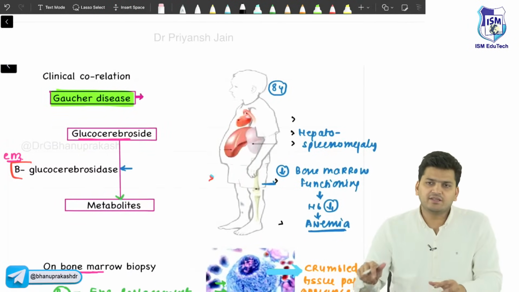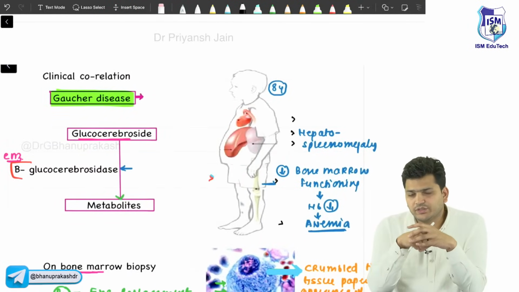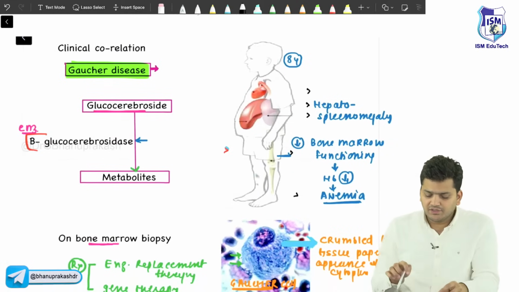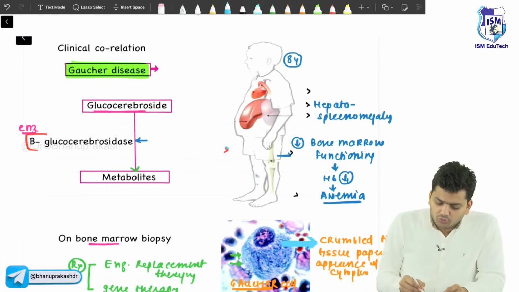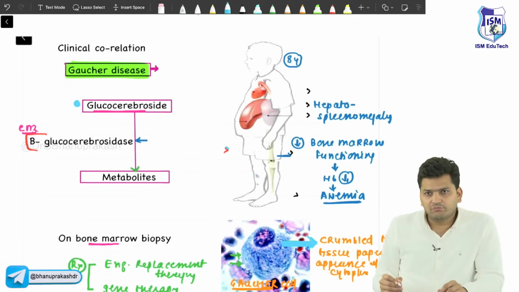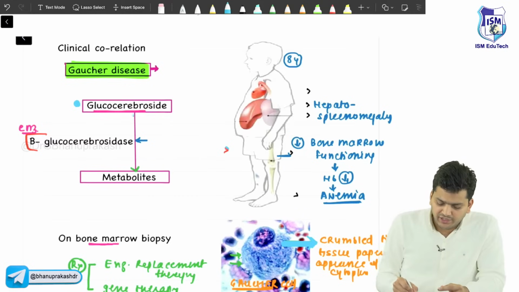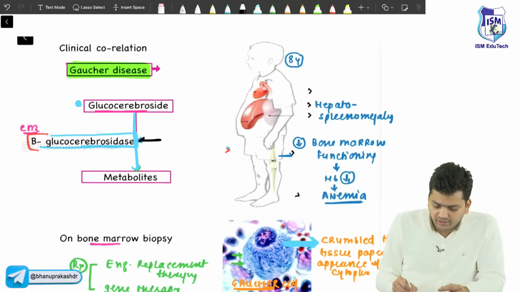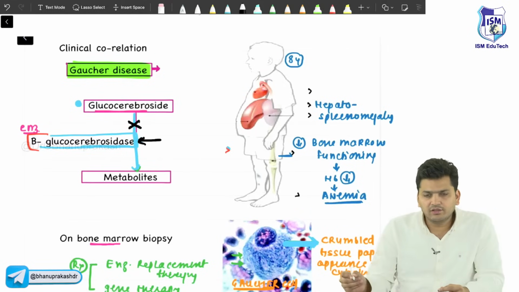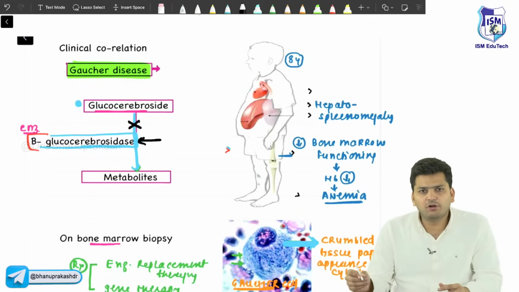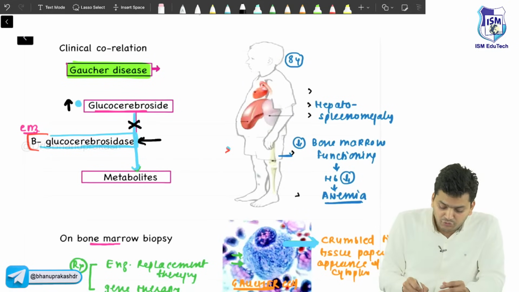Okay, the next disease we are discussing is Gaucher disease. What is Gaucher disease? The glucocerebrosides which we are having in our body are metabolized by the enzyme beta glucocerebrosidase. Now, sometimes this enzyme is not there. If this enzyme is not there, the glucocerebrosides will not be metabolized and they are going to increase.